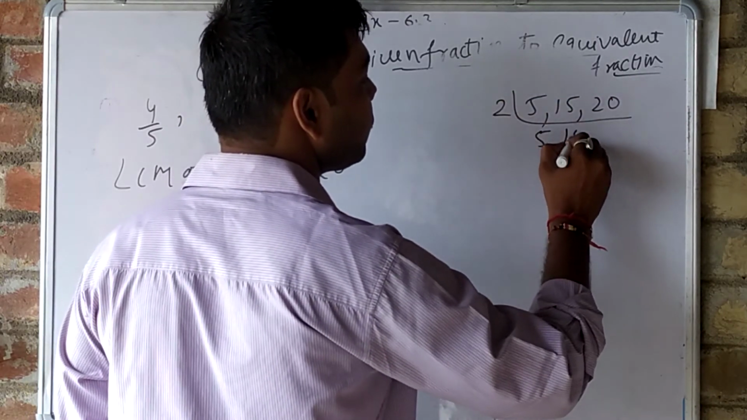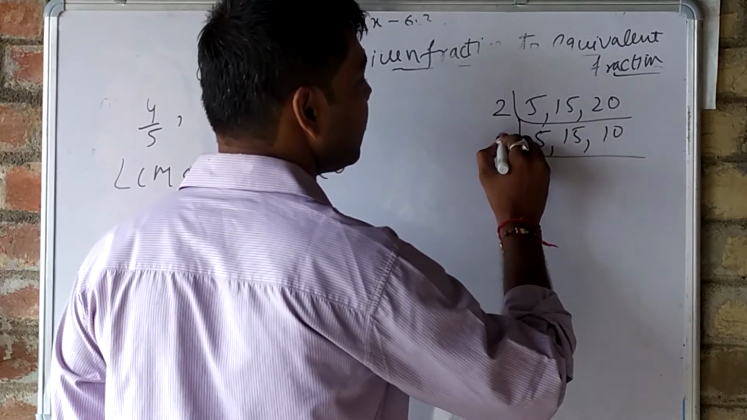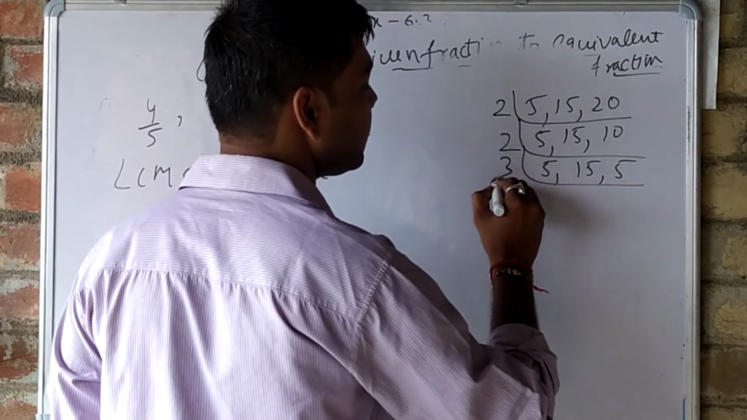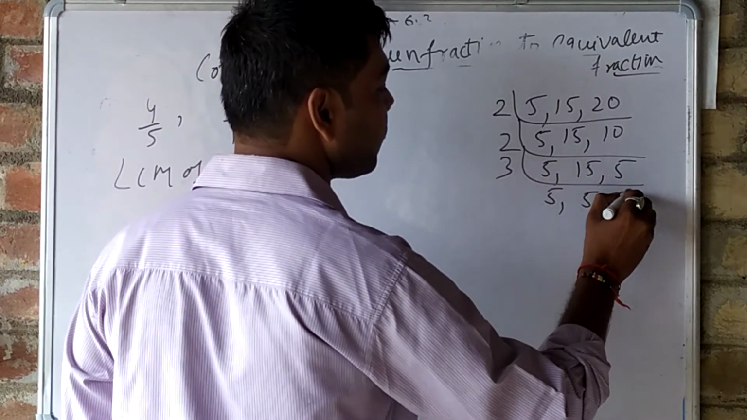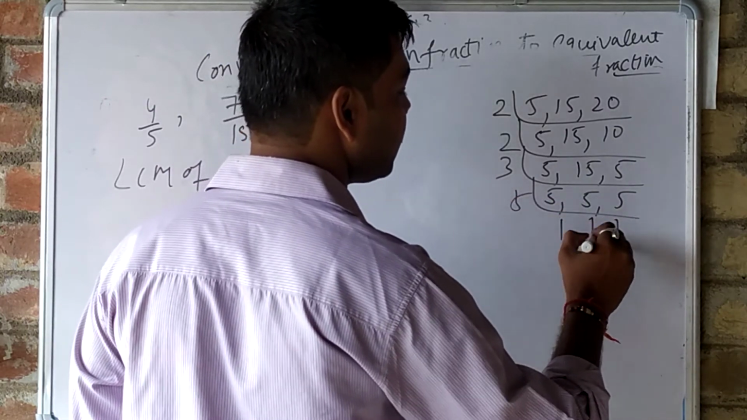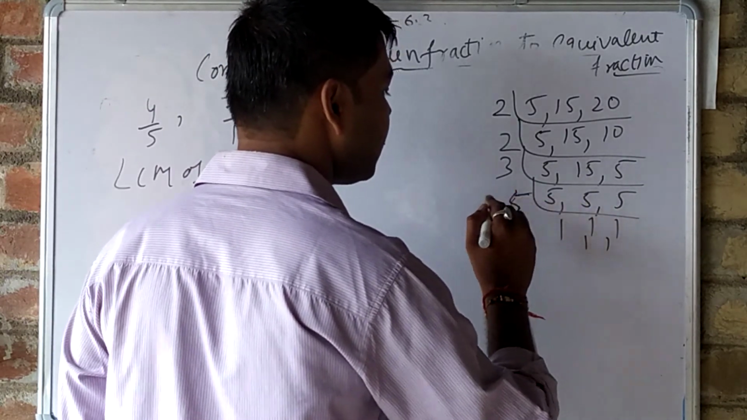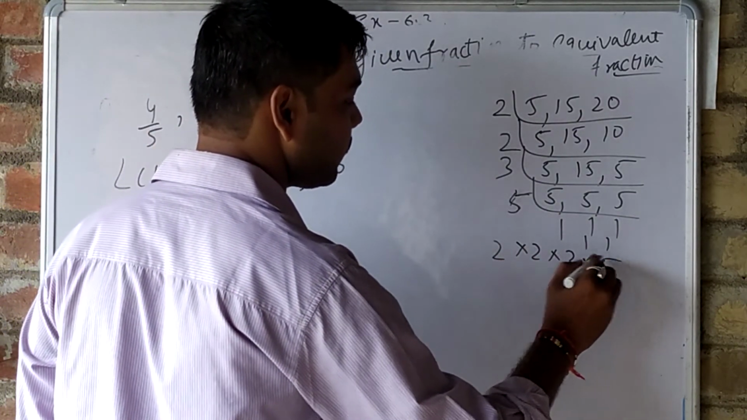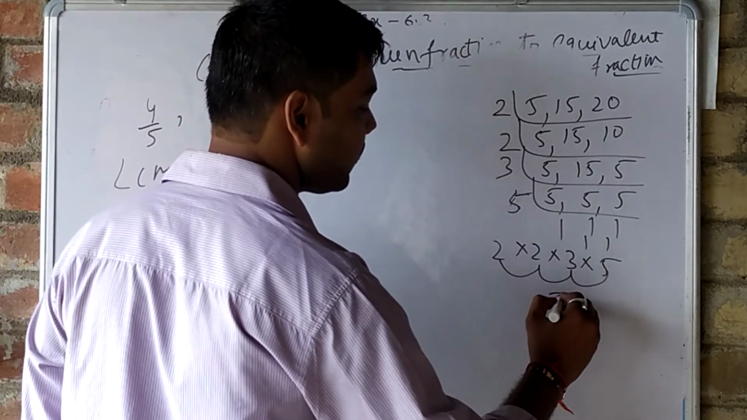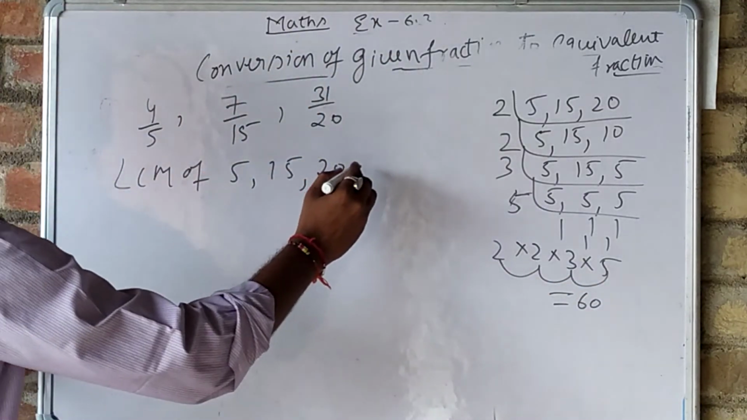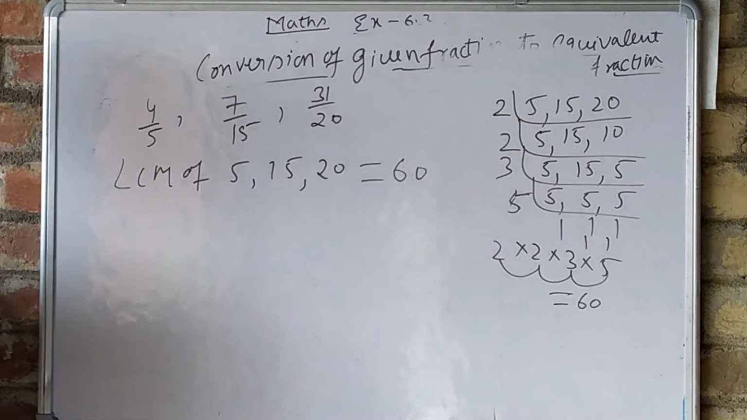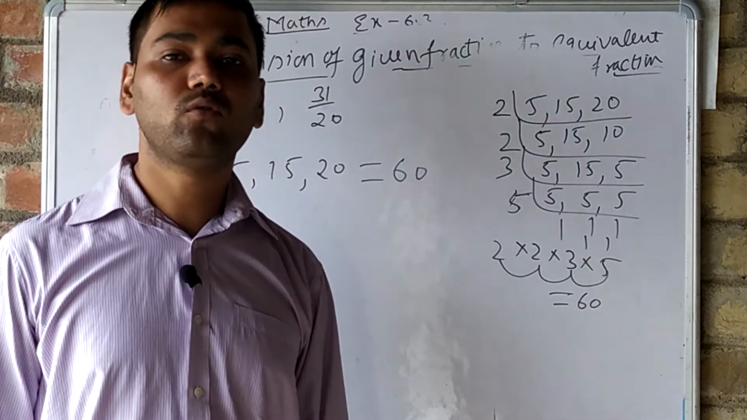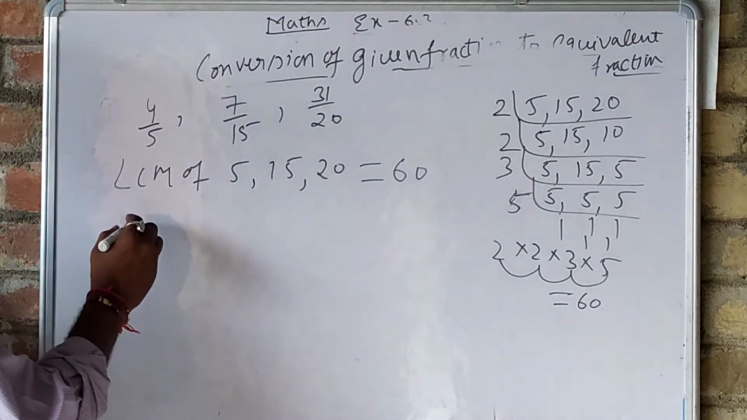Now see here, 5, 15, 20. Dividing by 2: 5, 15, 10. Then dividing by 5: 1, 3, 2... So 5 times 3 is 15, 2 into 3 into 5, 2 times 2 is 4, 4 times 3 is 12, 12 times 5 is 60. So the LCM will be 60. Now we will take each fraction and try to convert it into a like fraction.